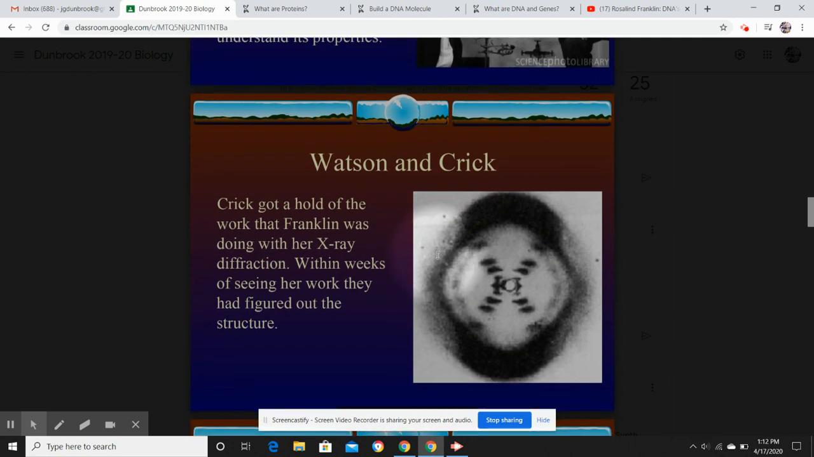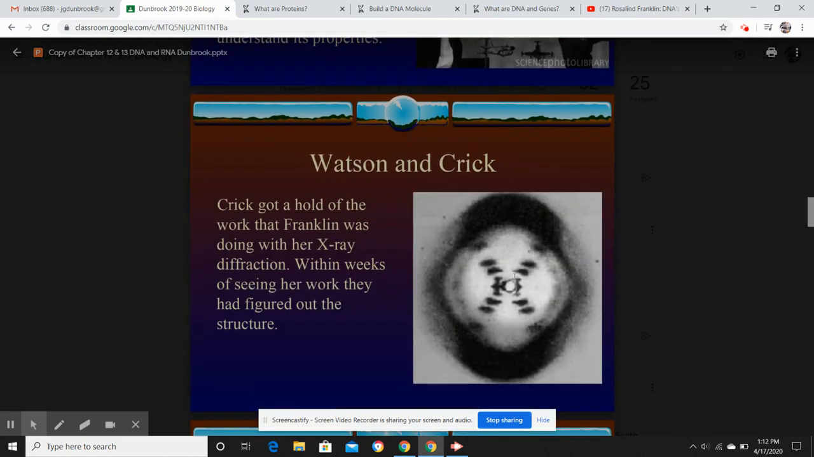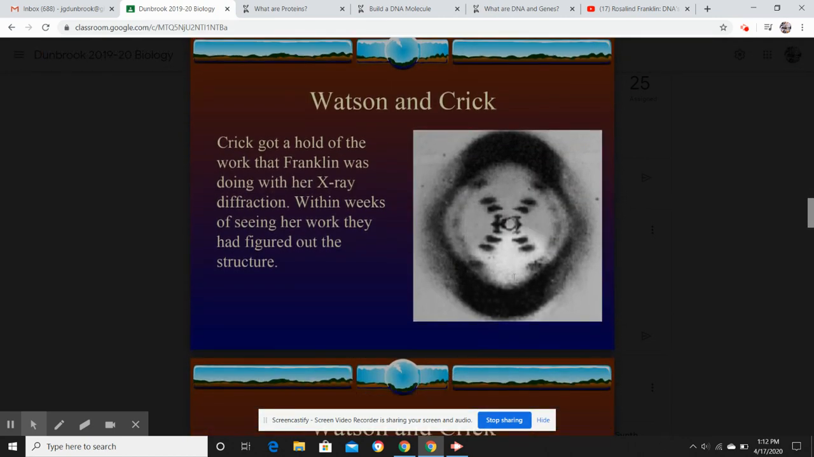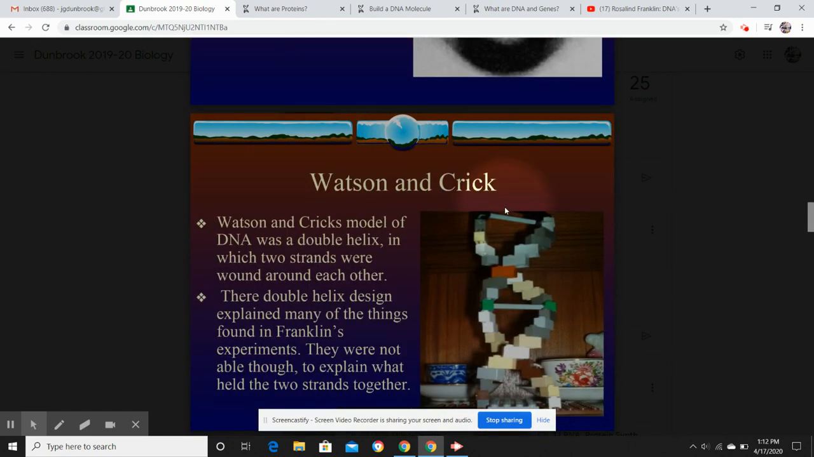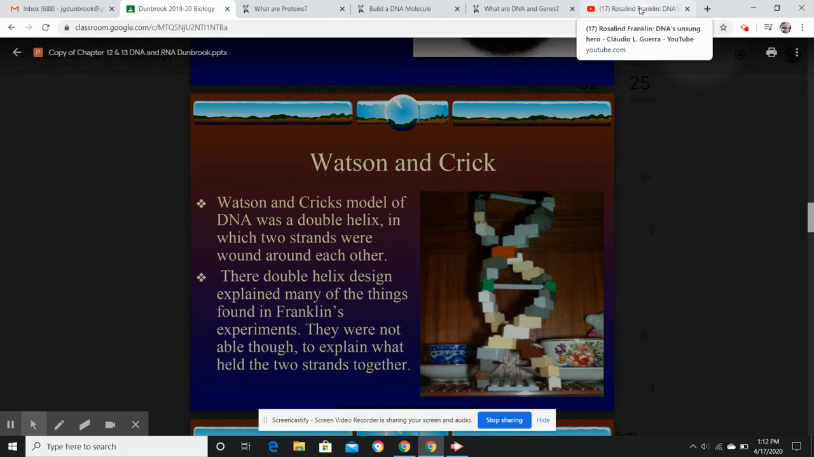Crick, that was this guy on the right here, I believe, got a hold of the work that Franklin was doing. In other words, he didn't steal her photograph, but he borrowed it without her permission, put it that way. And within weeks of seeing it, he figured out the structure of DNA. And of course, he figured out that it was a double helix. Let me show you this story really quick.